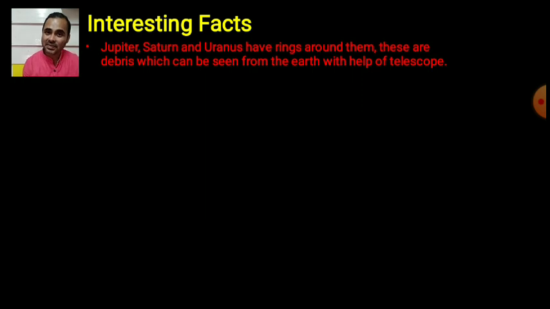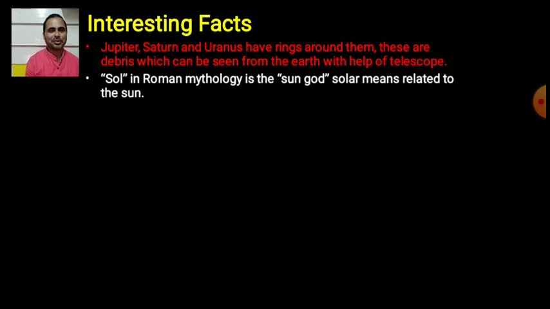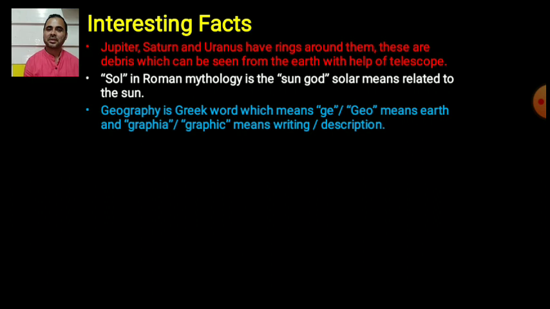And what are they called? They are called debris. Come to another important interesting fact. What is it? Sol. S-O-L, Sol. Do you know, in Roman mythology Sol is the son of God. Means Sol is the son of God in Roman mythology. So solar means related to the sun. Interesting, no? Another interesting fact, let us see.